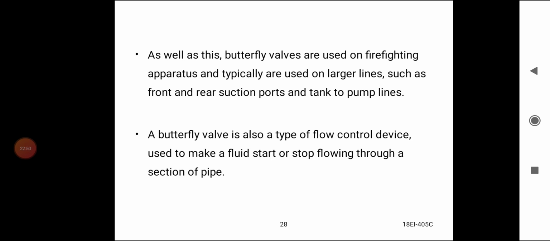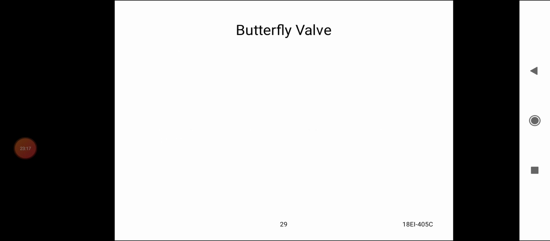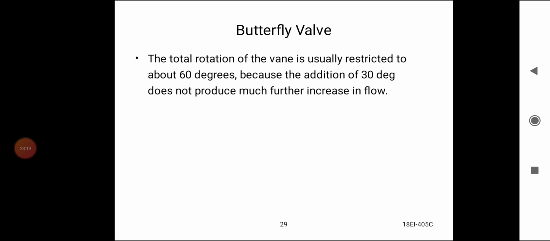A butterfly valve is also a type of flow control device used to make a fluid start or stop flowing through a section of pipe. The total rotation of the vane is usually restricted to about 60 degrees because the addition of 30 degrees does not produce much further increase in flow.